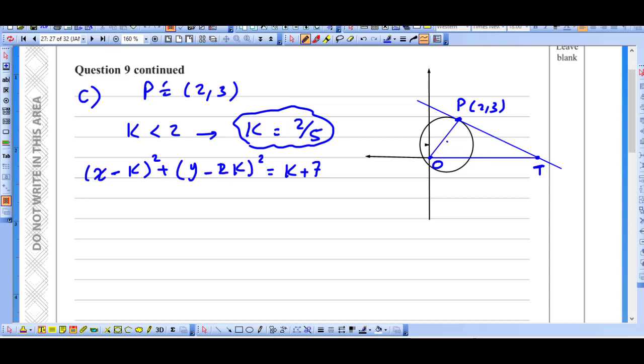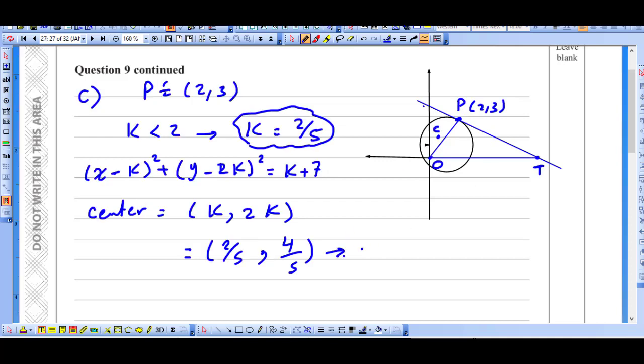The center of the circle is somewhere here. This is the center. Let us find the center. The center will equal (k, 2k), so it's equal to (2/5, 4/5). So this is the center of the circle.